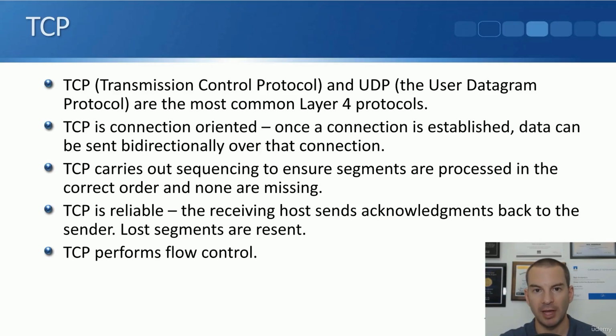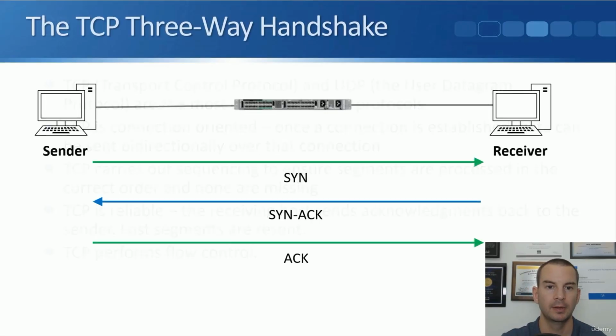When a sender realizes that traffic has been lost, it will resend that traffic again. TCP can also perform flow control as well. So if the sender is sending at a rate too high and the receiver can't handle it, the receiver can signal back to the sender telling it to slow down.